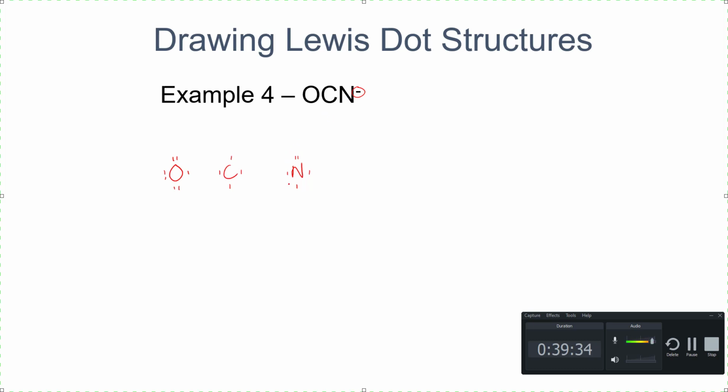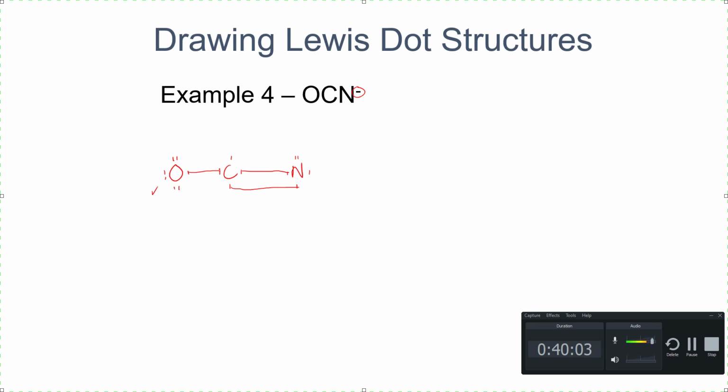So now let's go ahead and let's form single bonds. Oxygen to carbon, carbon to nitrogen. Great. Okay. So now my oxygen is perfectly fine. It has an octet. My carbon, it's going to need to share some electrons in order to form an octet. So how about we share the carbon and nitrogen unpaired electrons there.